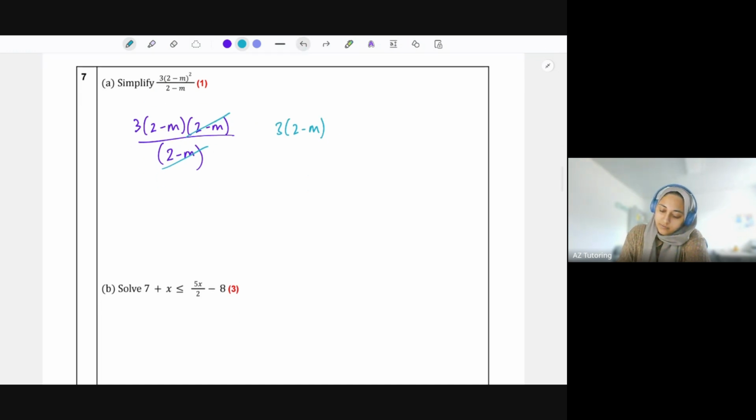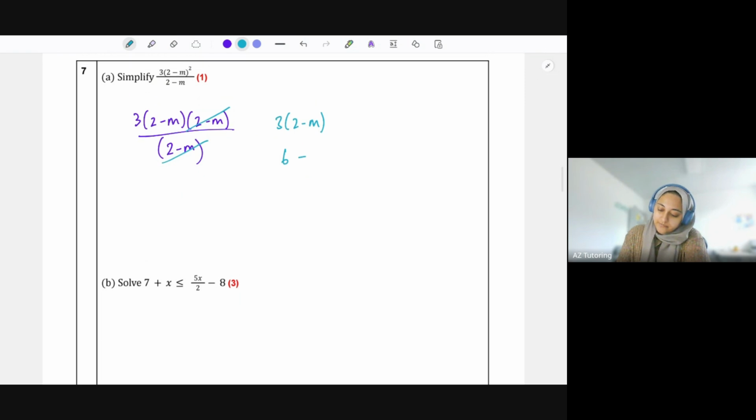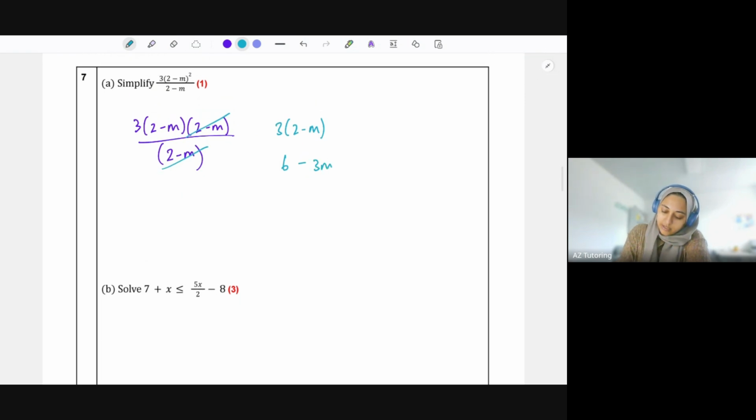Simplifying that, 3 times 2 is 6, and 3 times m is minus 3m. So that's our answer. So we've just simplified it.